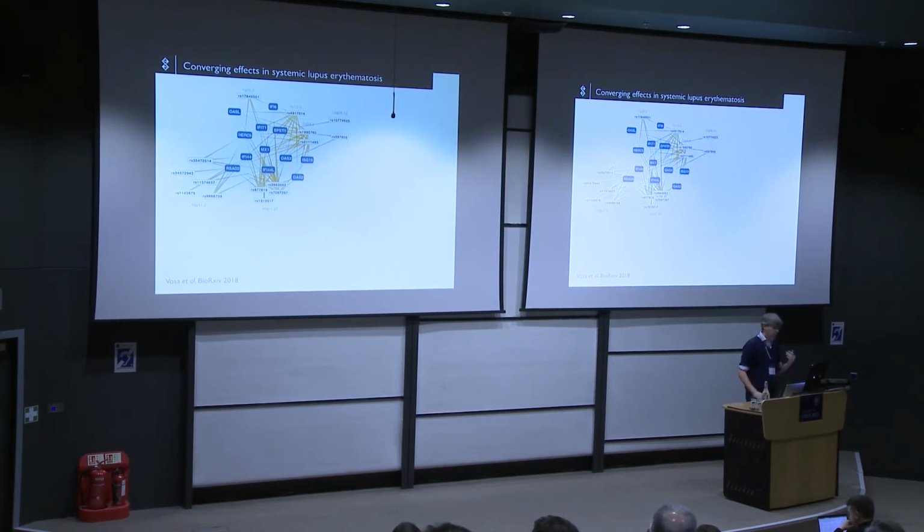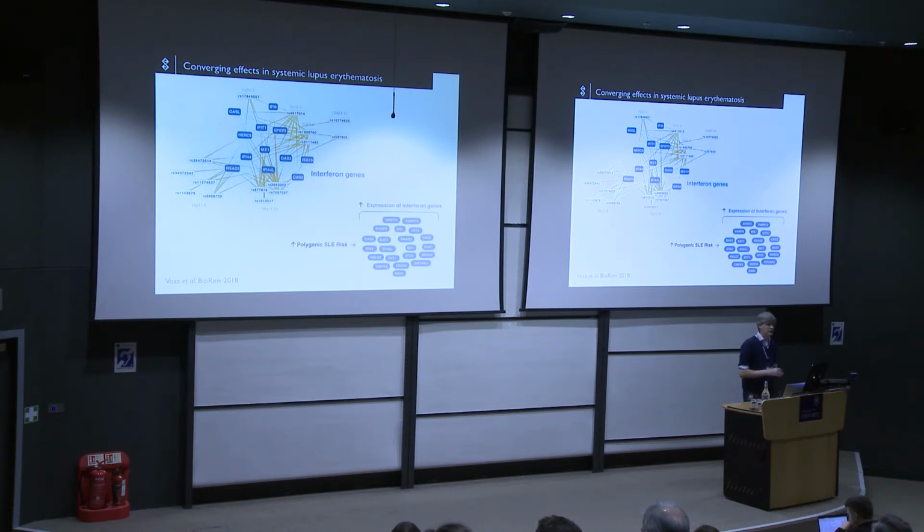So if you do this for instance, for systemic lupus erythematosus, you see that there are various loci affecting predominantly interferon genes. And if you calculate a polygenic risk score in these 32,000 individuals, ascertain which genes they are correlated with, you also see that increased genetic risk for SLE is giving increased expression of interferon genes.